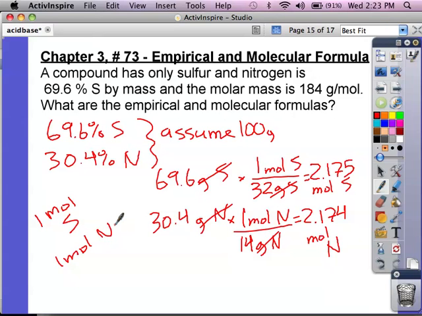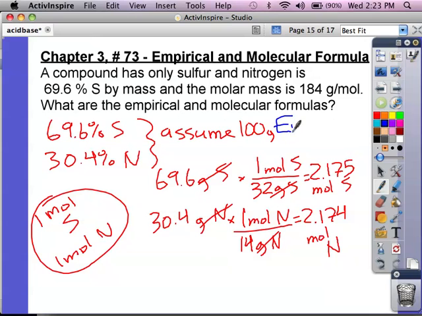Now, in other problems where the numbers do not equal each other at this point, what you would do is divide each of these different moles by the lowest number of moles listed. So if you had 2.175, 2.174, and a 1.05, you divide them all by 1.05. We don't have that in this case, so we know that our ratio is going to be 1-to-1. What does the ratio give us? The ratio then gives us the empirical formula.